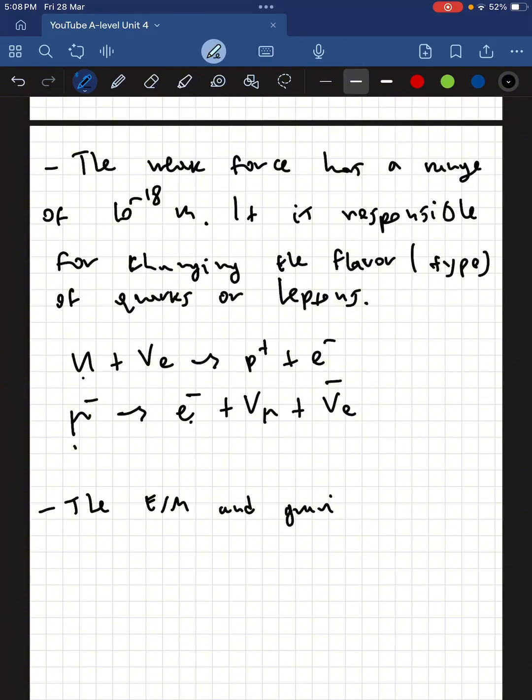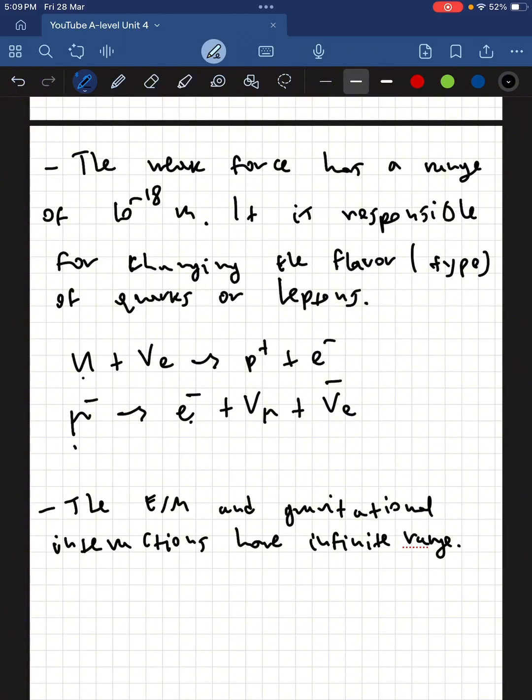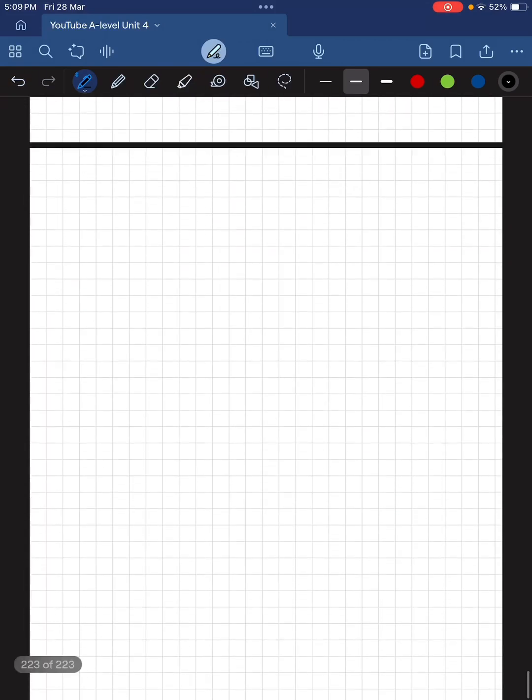And finally, the electromagnetic and gravitational interactions have infinite range. So we saw how the weak force is only experienced within the nucleus, same as the strong force, but electromagnetism and gravity can be felt from a distance, from infinite distance as well.